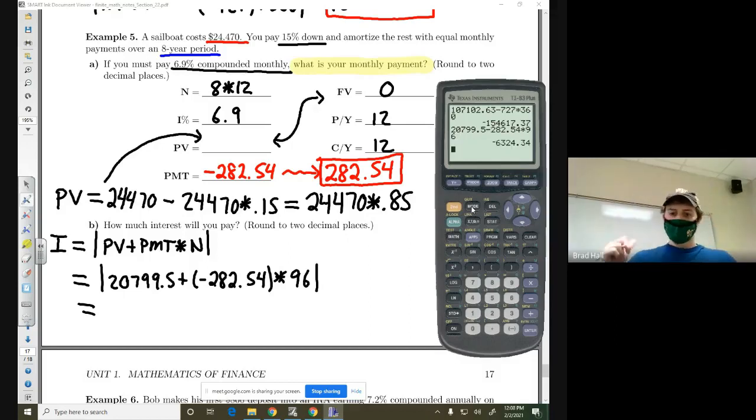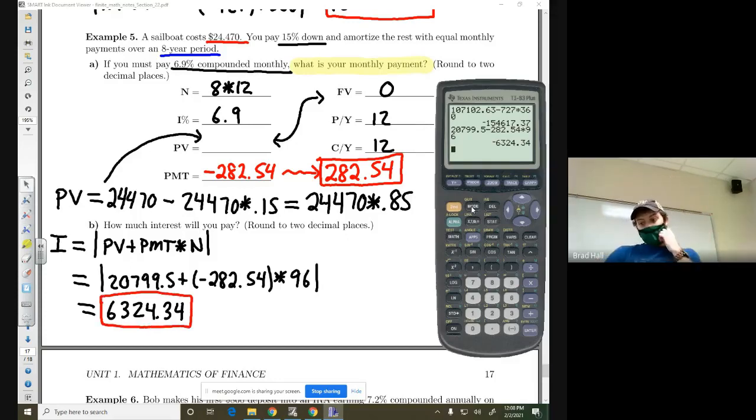Absolute value says we ditch the negative sign. And so the interest, what you would be paying on top of the price of the sailboat, is $6,324.34. It's a good deal of money to pay back. Is that about 25%, roughly?